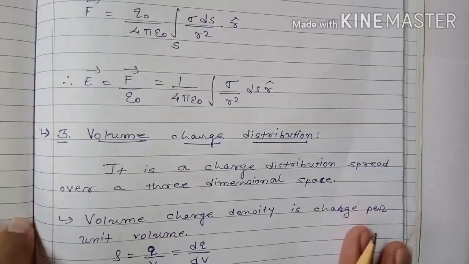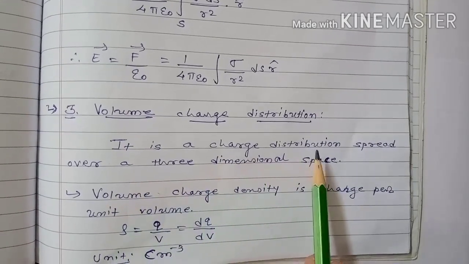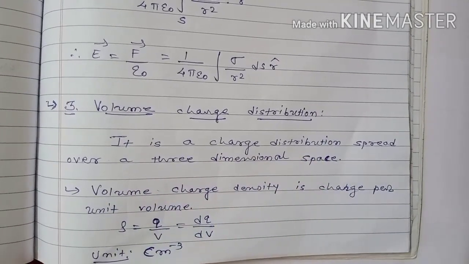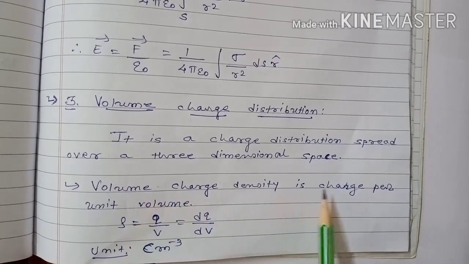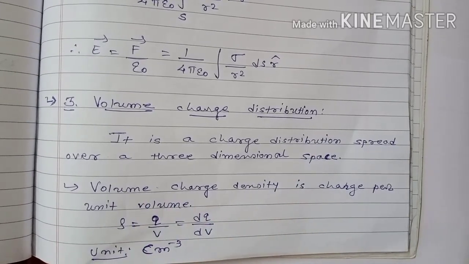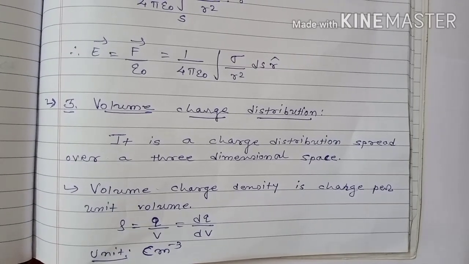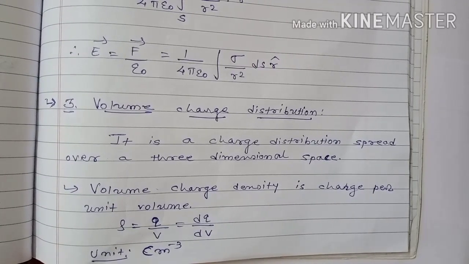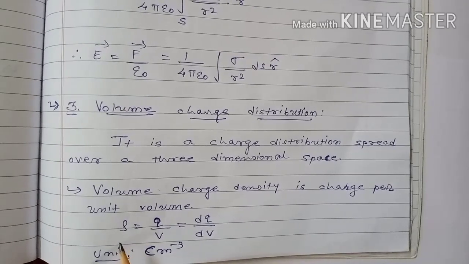Third, that is volume charge distribution. If charge is spread over a three-dimensional space, then we have to find volume charge density. Volume charge density is charge per unit volume. Once again, linear charge density, charge per unit length. Surface charge density, charge per unit area. Volume charge density, that is charge per unit volume. It is denoted by rho.